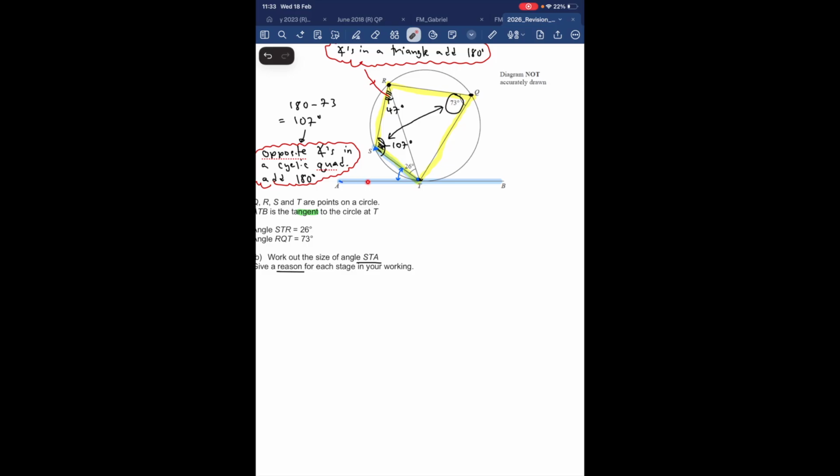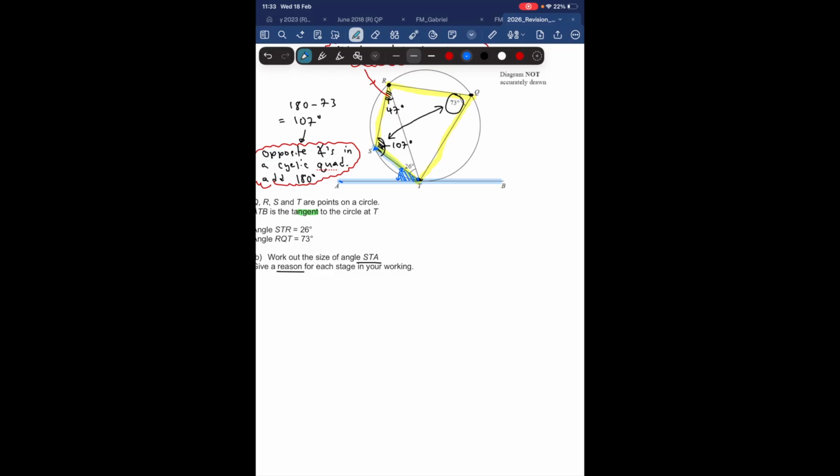Now, the tangent is this line ATB, and the chord that I'm going to be using is this chord S to T, because that chord S to T basically defines this angle here, which is what we're trying to find.